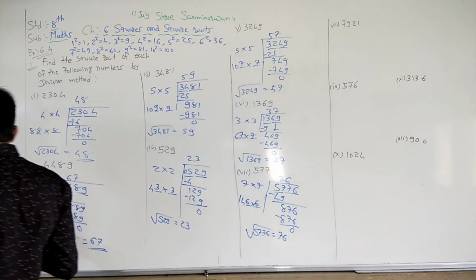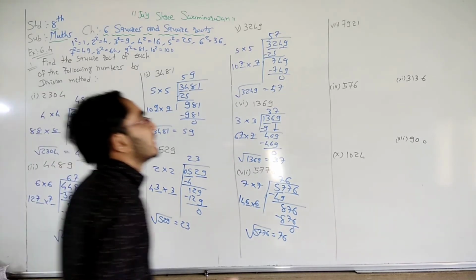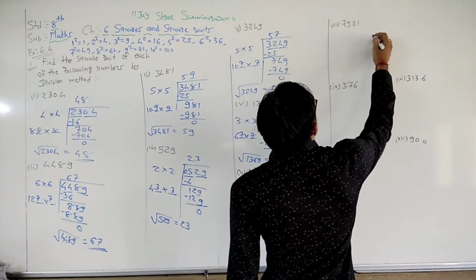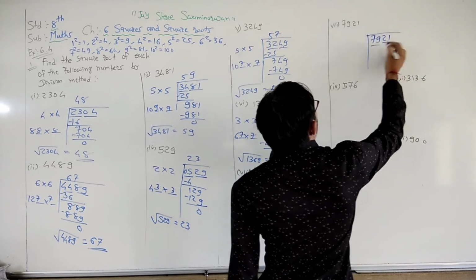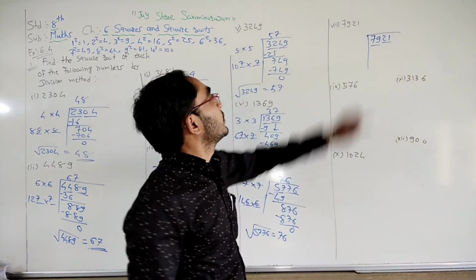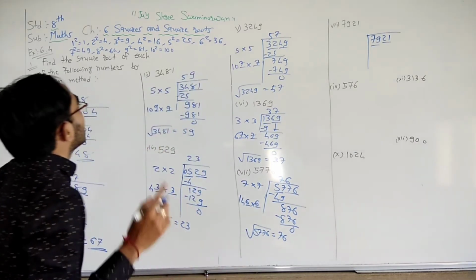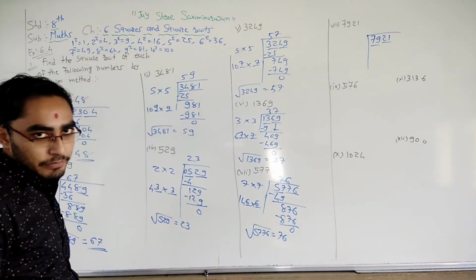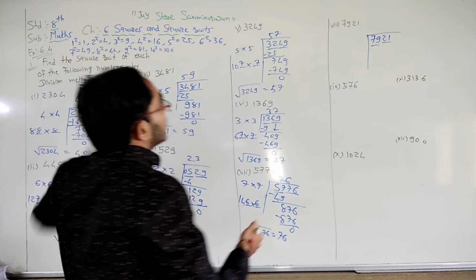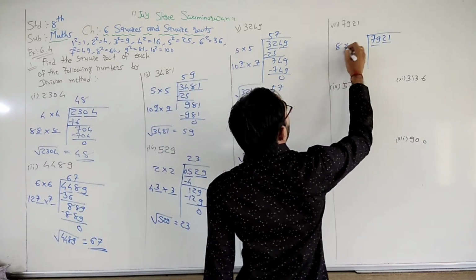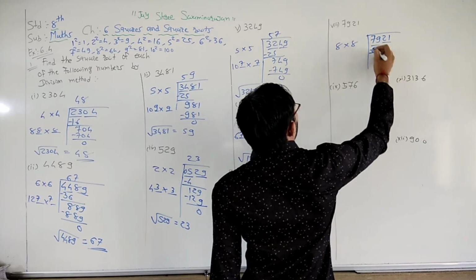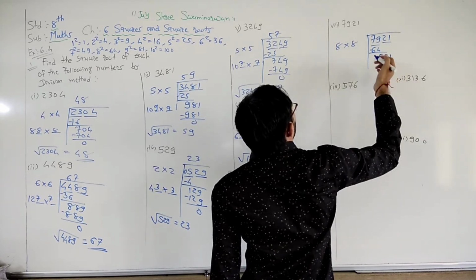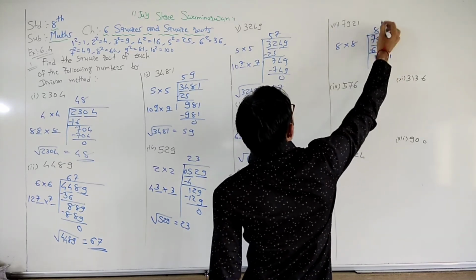Now next is 7921. Make pairs of two digits. This 79 lies between 64 and 81, right? Out of that, the smaller number is 64. That means 8 8s are 64. Subtract this: 9 minus 4 is 5, 7 minus 6 is 1. 2 1 comes here, and here we need to put 8.